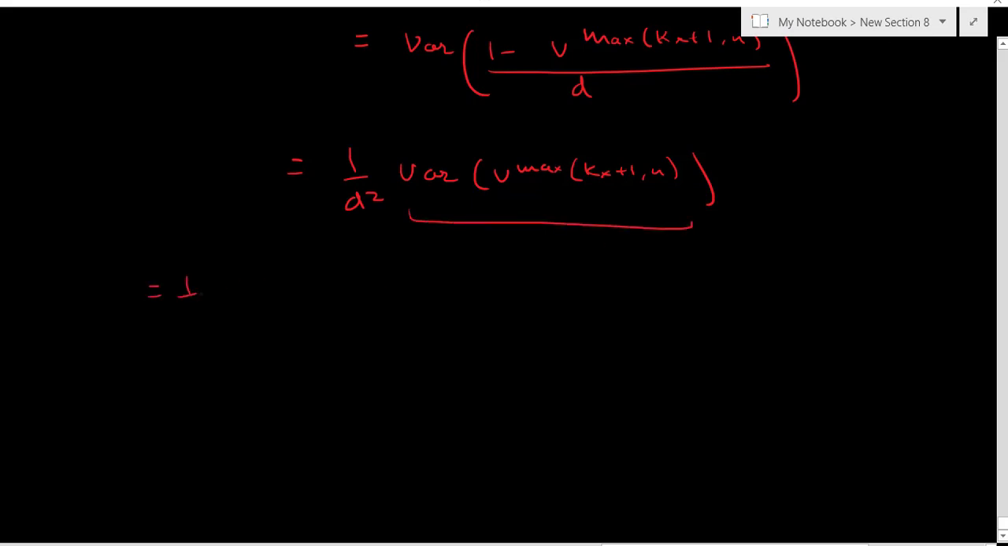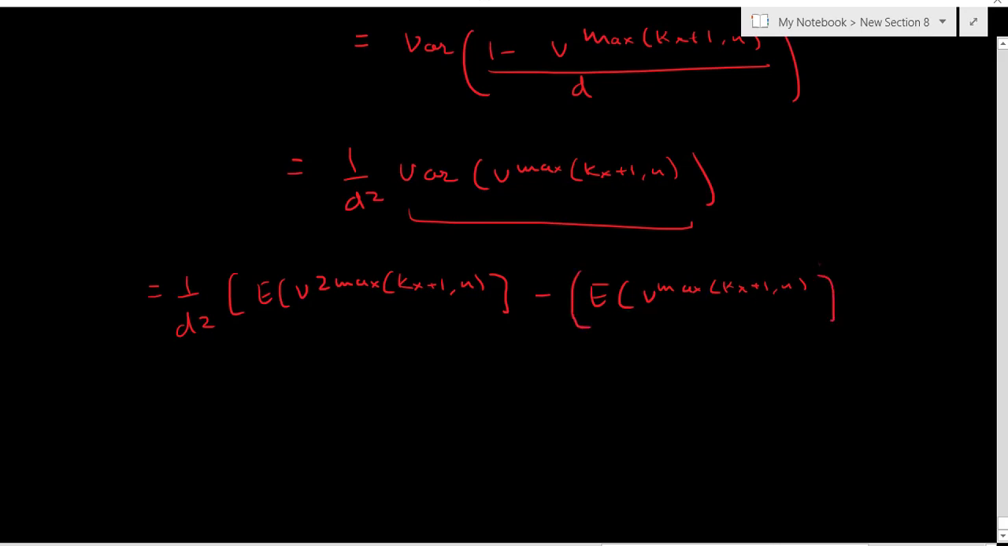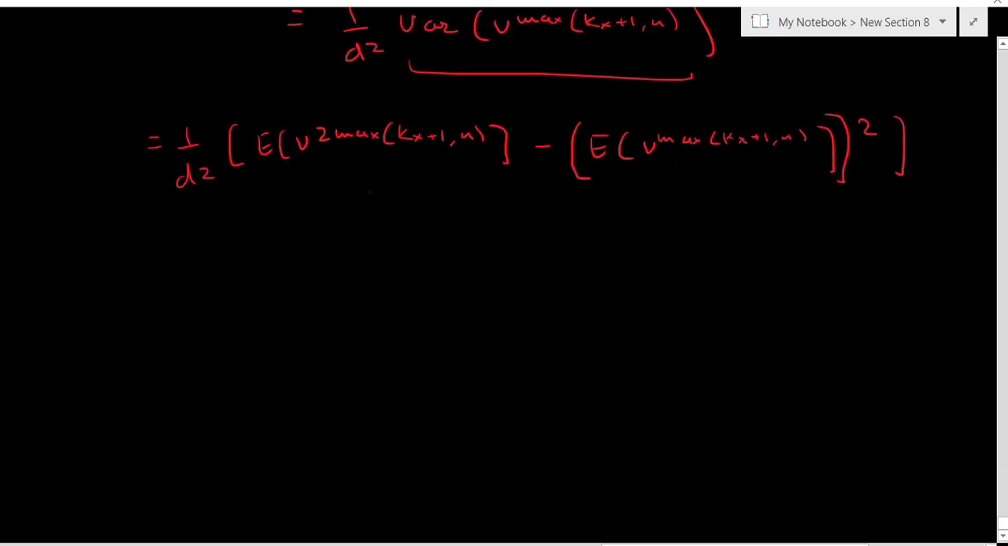So I'll take this 1 over d square. This is the expectation of X square minus expectation of X whole square. So this is the expectation of v to the power of 2 times maximum of K_x plus 1 comma n, minus expectation of v to the power of maximum of K_x plus 1 comma n, whole square. Now the only thing I need to do is evaluate both of these.